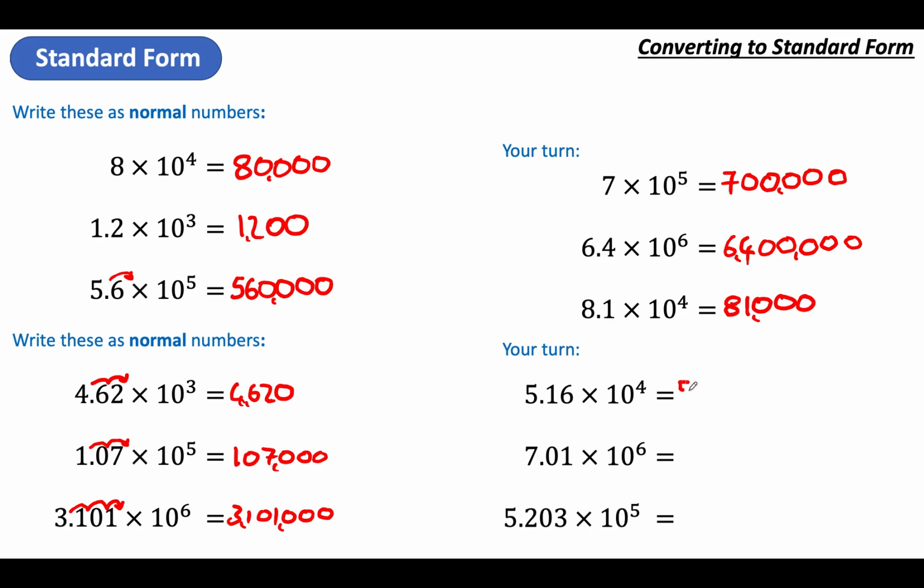Right, you should have 516. That's 2 places bigger. And then 2 more to get us up to the 4. 51,600. Right, 701. That's 2 places. And I need another 4 places bigger. So that's 7,010,000. Well, this one, loads of decimal places. 5203. 5,203. That's 1, 2, 3 places bigger. But I need 5. So that's 2 more places, isn't it? 520,300.